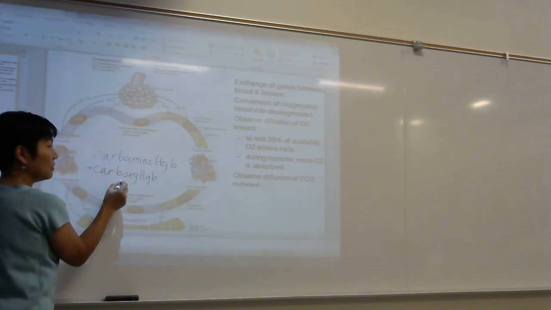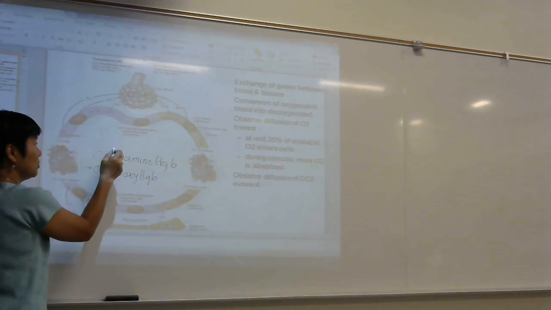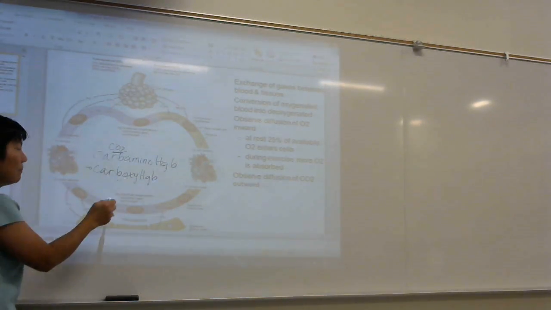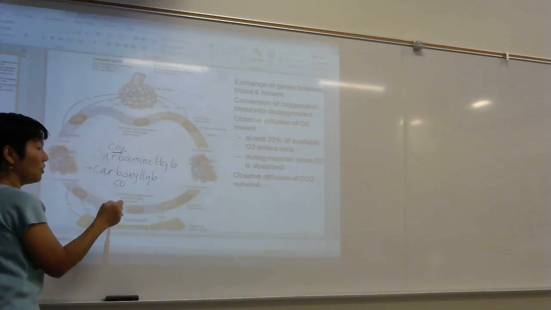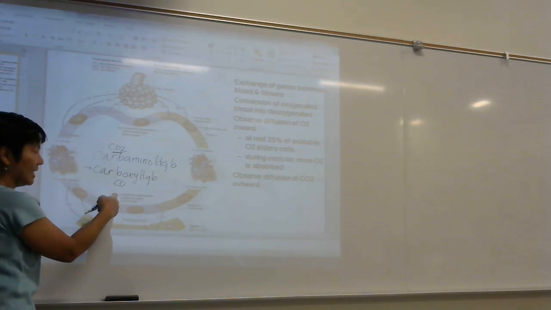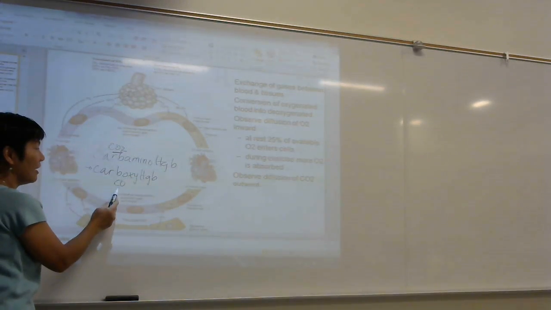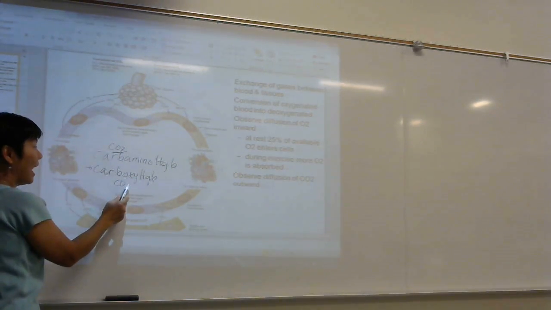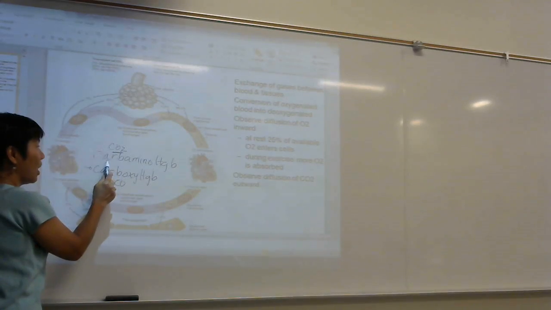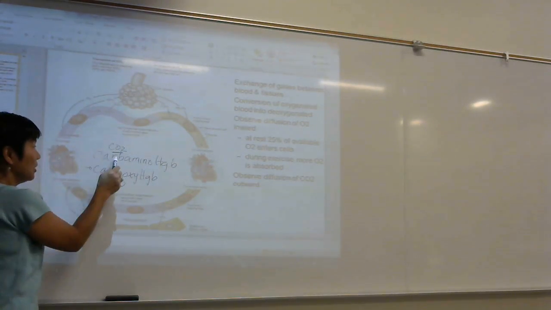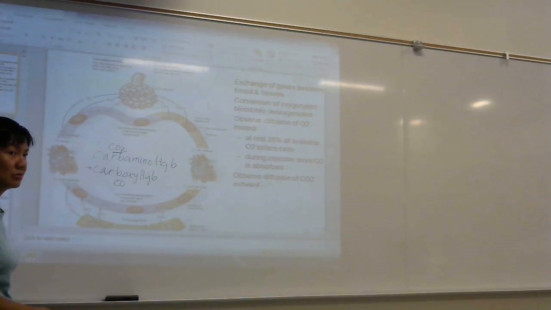This is the carbon monoxide poisoning. This is normal carbon dioxide. This is the poison. Remember, carbon monoxide is so poisonous, or deadly, because it bumps off the oxygen and has a higher affinity to the iron. This is carbamino. It binds to the amino group, not to the iron group.